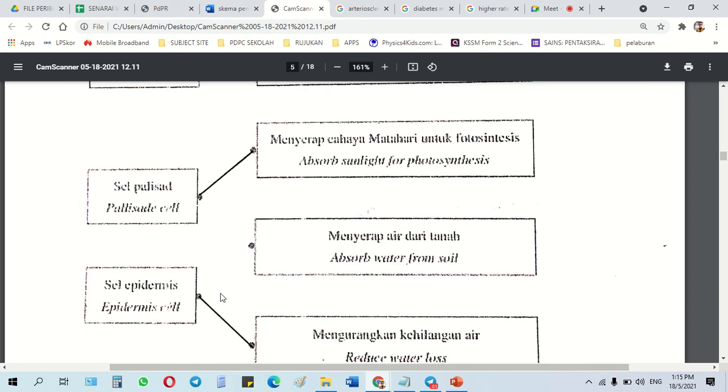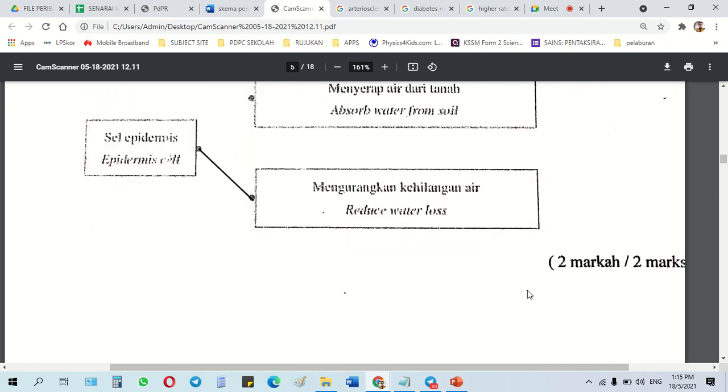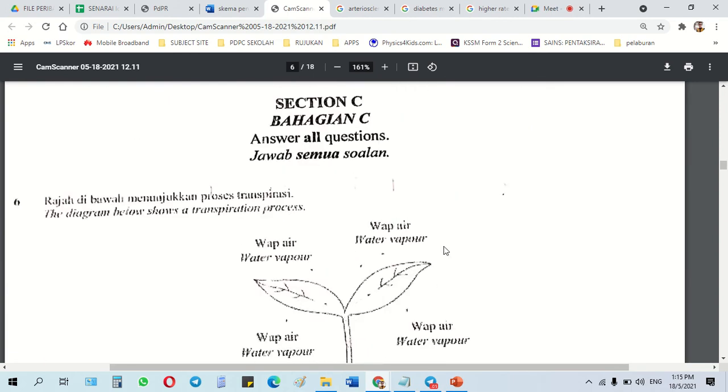Okay, and then for epidermis cell, okay, to reduce water loss. Okay, so that's the function of epidermis cell. Absorb water from soil ni kita tahulah root punya function. So ni betul dua-dua jawapan. So 2 marks. Okay. Then section C.